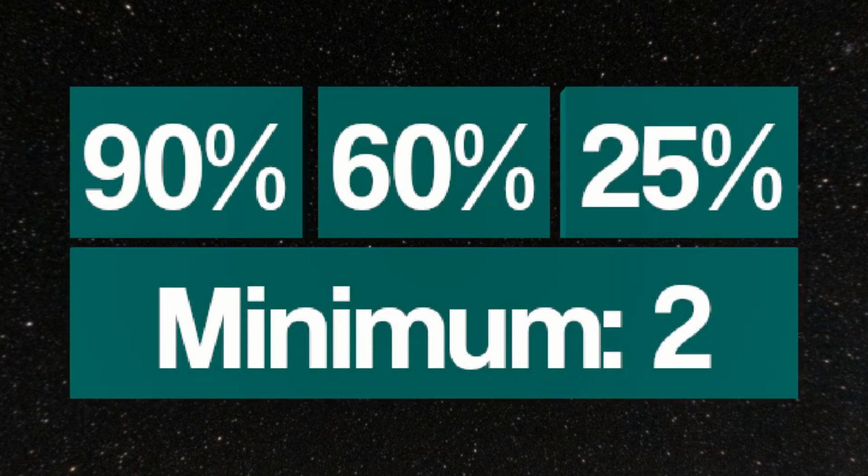Let's start with this simple problem. We have three machines, one that's got a 90% chance of working, one that's got a 60% chance of working, and one that's got only a 25% chance of working. And we want to know what is the chance that two or more of them are going to work. So how do we figure out the collective reliability? How do we figure out this chance that at least two of the machines will work?